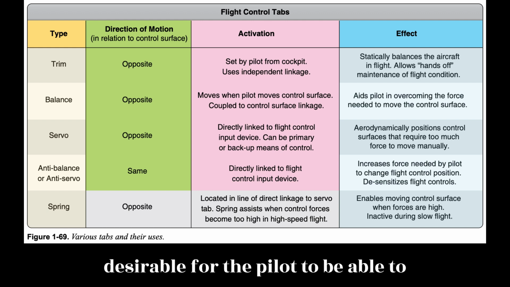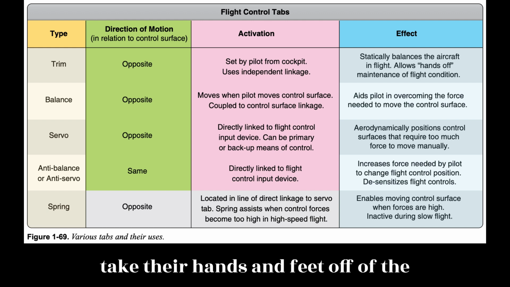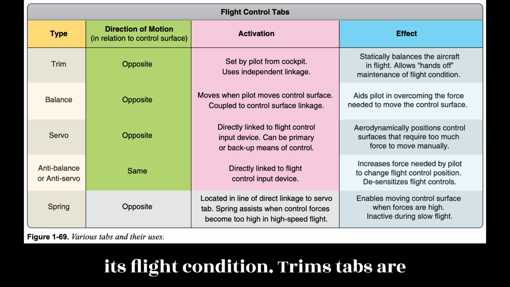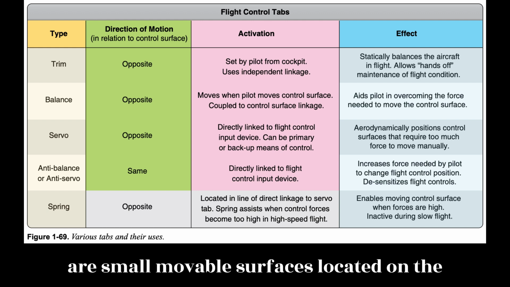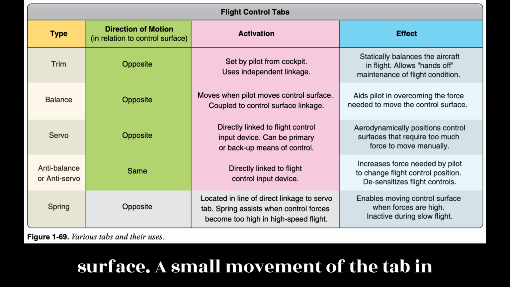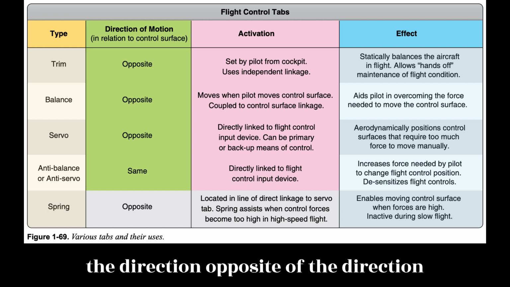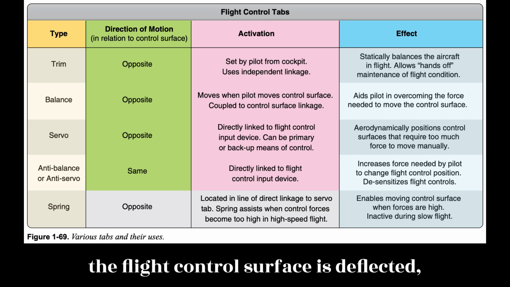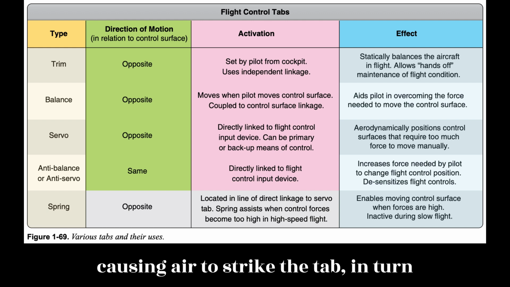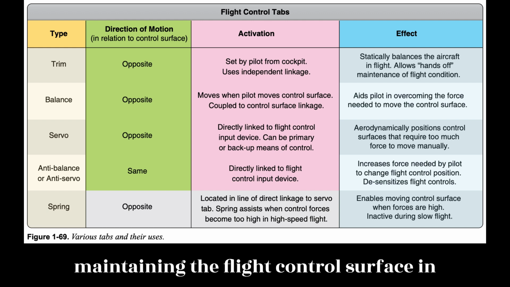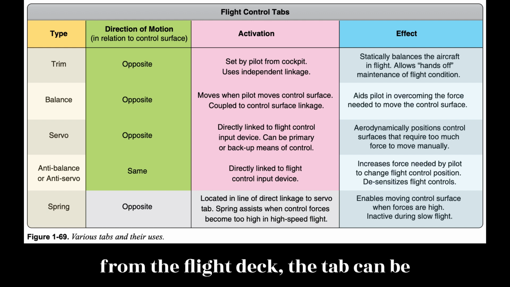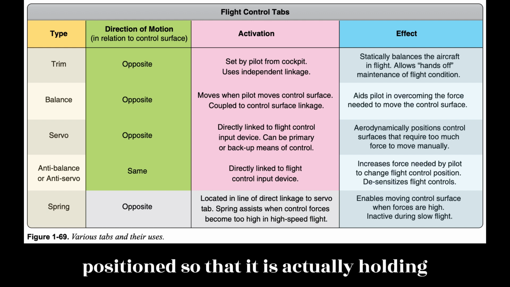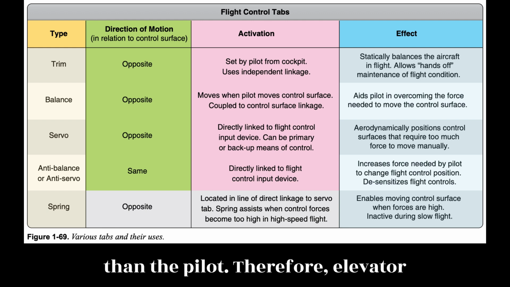While in flight, it is desirable for the pilot to be able to take their hands and feet off of the controls and have the aircraft maintain its flight condition. Trim tabs are designed to allow this. Most trim tabs are small movable surfaces located on the trailing edge of a primary flight control surface. A small movement of the tab in the direction opposite of the direction the flight control surface is deflected causes air to strike the tab, in turn producing a force that aids in maintaining the flight control surface in the desired position. Through linkage set from the flight deck, the tab can be positioned so that it is actually holding the control surface in position rather than the pilot.